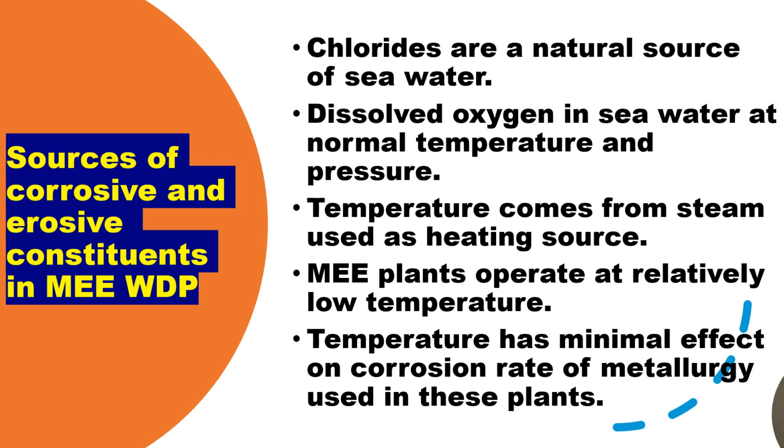Chlorides are a natural source of seawater. Dissolved oxygen of seawater is at normal temperature and pressure. Temperature comes from steam used as heating source. MEE plants operate at relatively low temperature. Temperature has a minimal effect on the corrosion rate of the metallurgy used in these plants.